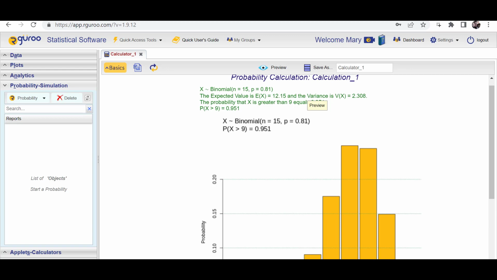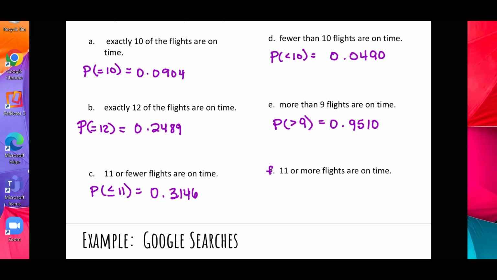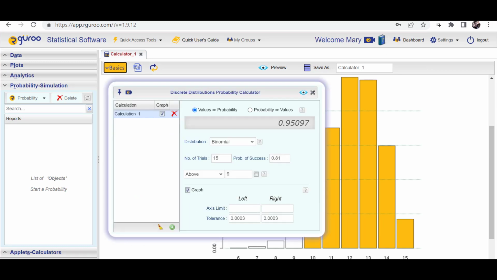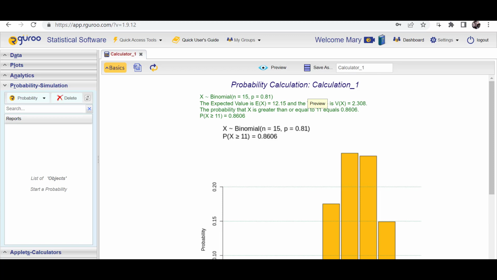And then the probability of 11 or more. There you go, probability of 11 or more. So probability of greater than or equal to 11, because it includes 11. So we change it to above 11, including 11. And you can see 11 or more is shaded, and we get 0.8606. So all of those are very, very quick to do.